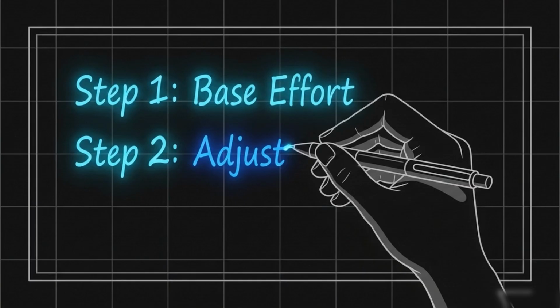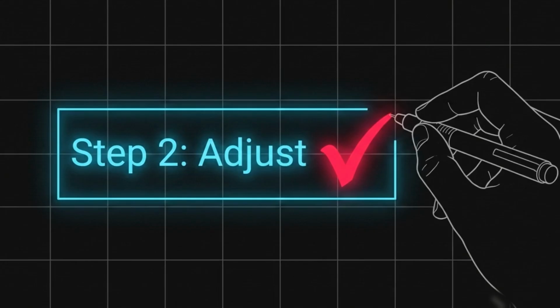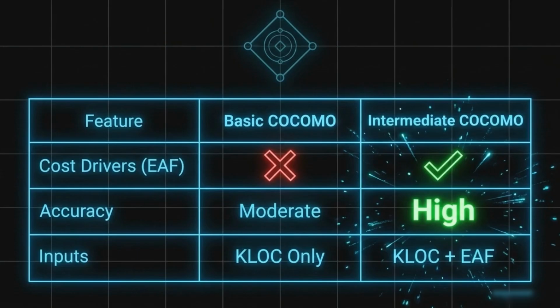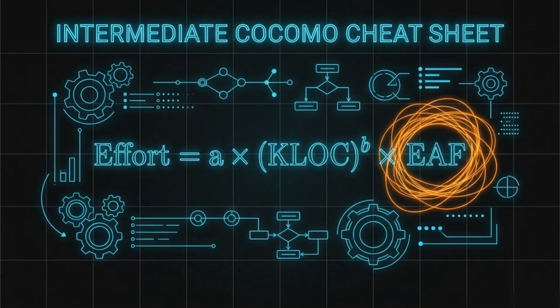Estimating effort correctly requires this clear two-step mindset. First, you calculate the ideal mathematical baseline based on code size. Second, you apply the EAF to ground that math in reality. Let's look at this comparison matrix to see how the two models stack up. By introducing cost drivers, intermediate COCOMO moves us from a rigid, moderate accuracy baseline into a much more realistic, high accuracy estimation model. To lock this in, here is a complete cheat sheet for this lesson.